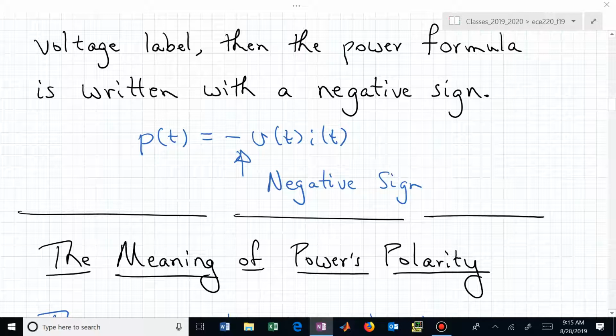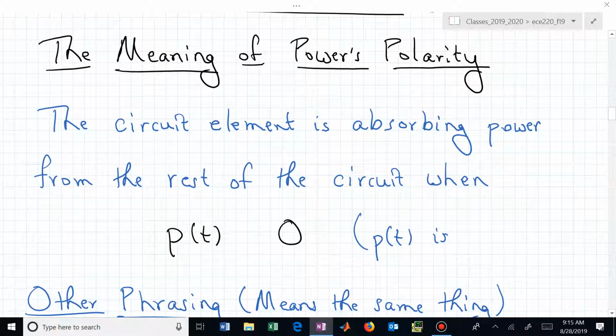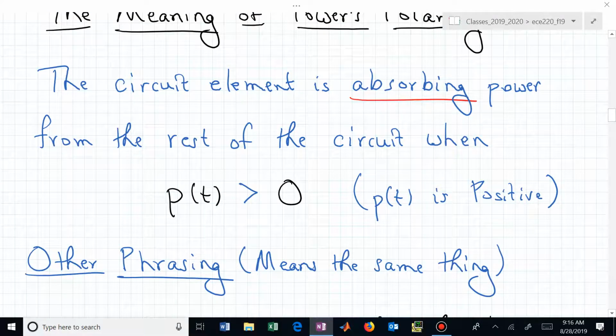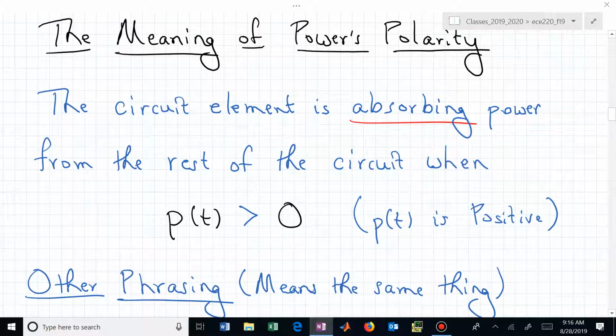And we call that the passive sign convention. And now let's see what that means. The meaning of power's polarity, or what are we implying by this passive sign convention? The circuit element is absorbing power from the rest of the circuit when P of t is positive. If P of t is 0, it's not absorbing or supplying, so we'll just look at positive and negative. So P of t is positive. And here, the key word is the circuit element is absorbing power.